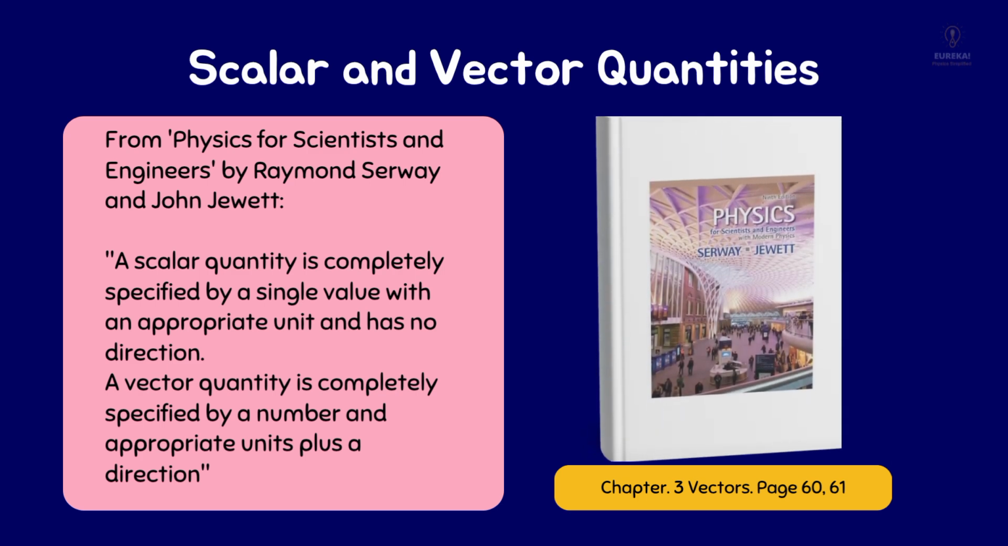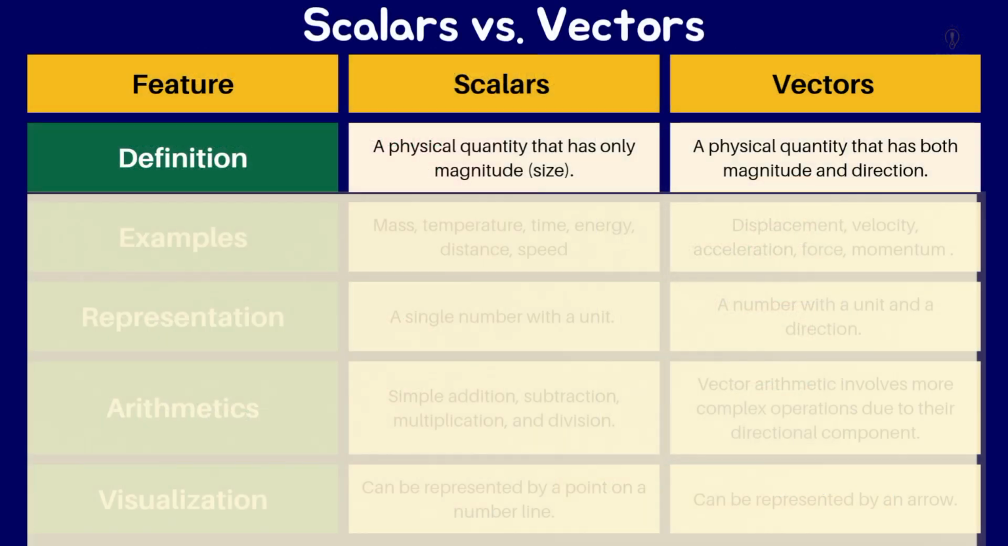Let's explore this with a concise explanation from Physics for Scientists and Engineers by Raymond Serway and John Jewett. Scalars and vectors are two types of physical quantities that describe the motion of objects and the behavior of forces. Scalars are quantities that have only magnitude, such as mass, temperature, and energy. Vectors, on the other hand, have both magnitude and direction, such as displacement, velocity, and force.